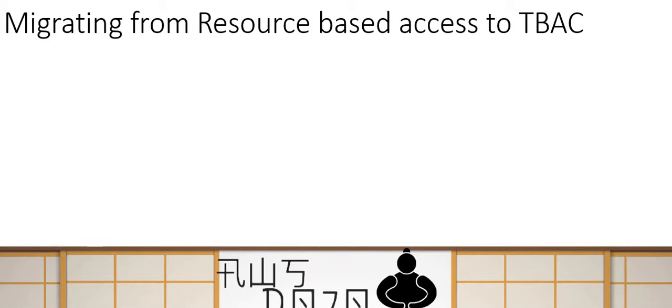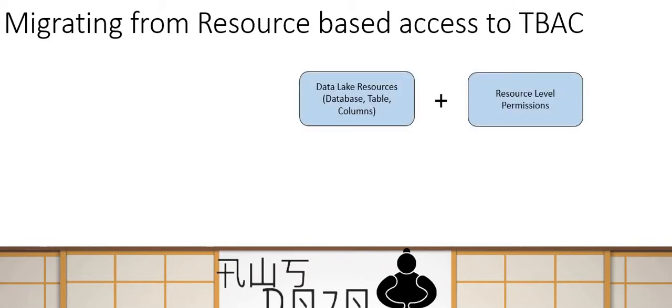So suppose in this example, you have a data lake configured where you have resources like database, tables, and columns, and some resource level permission is already configured for your users. Now you want to migrate to tag-based access control. So how would that work? So let's try to understand that part.